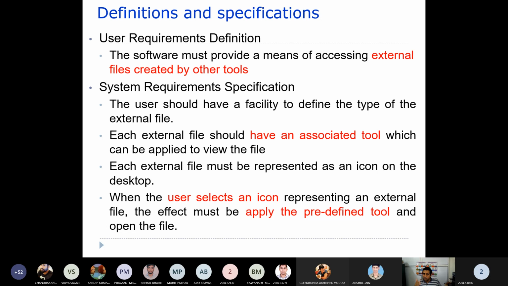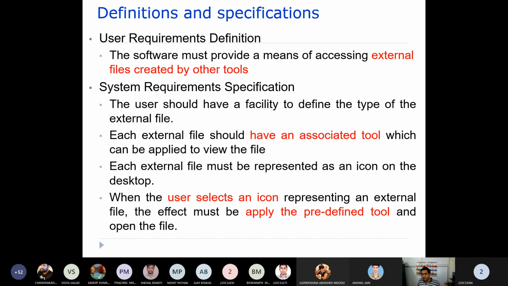So it is a more detailed specification. Each external file should have an associated tool which can be applied to view the file. When you have chosen the type of the file, say a PDF, then when you open that file, it should automatically call Acrobat Reader, and by calling Acrobat Reader, it should open the file in such a way that you can view it using PDF Acrobat Reader. So this way you can think of it.